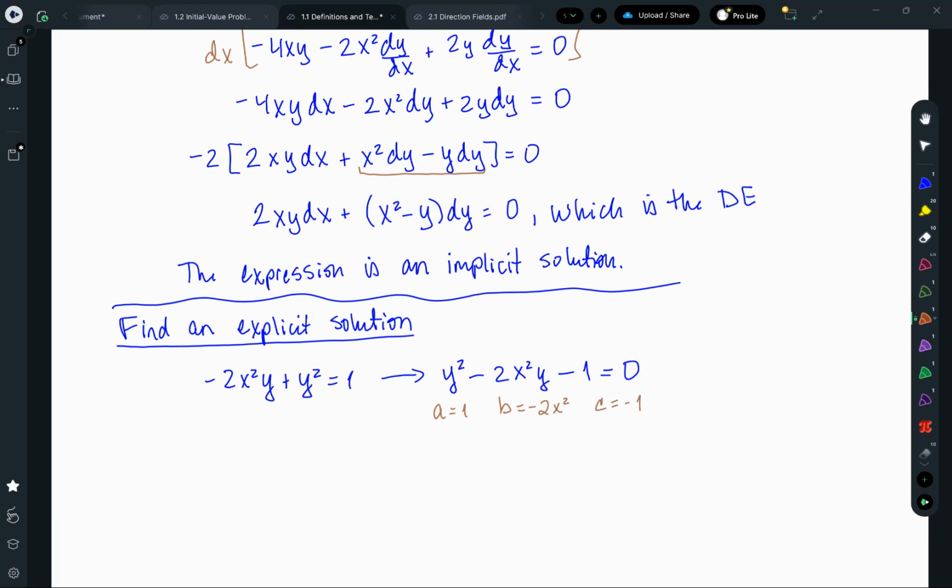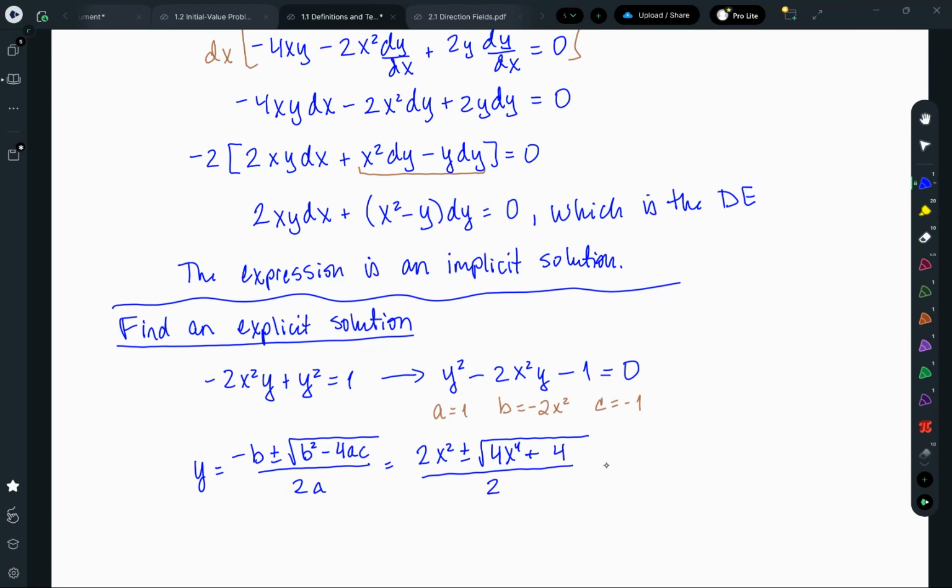And I'm writing those out because the only way for me to solve for y is to use the quadratic formula. And so the quadratic formula says that y would equal minus b plus or minus the square root of b squared minus 4ac all over 2a. So plugging everything in, minus b would be a positive 2x squared, plus or minus the square root, b squared would be 4x to the fourth, minus 4ac would be minus 4 times 1 times minus 1. That would be plus 4. All divided by 2 times a. A is 1, so let's just divide by 2.